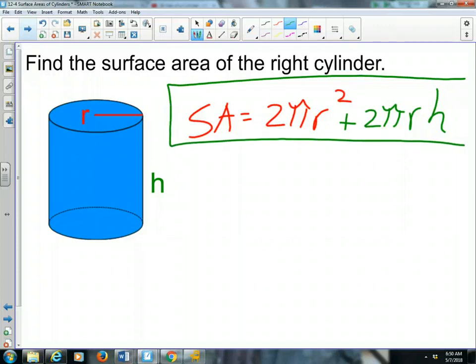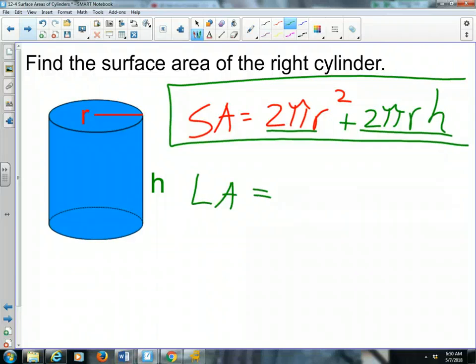Everybody, this is the surface area for any cylinder. It's all the areas of all the surfaces added up together. There's two circles, so it's 2 pi r squared, plus the lateral area is 2 pi r h. So speaking of the lateral area, it's also beneficial to talk about the lateral area.